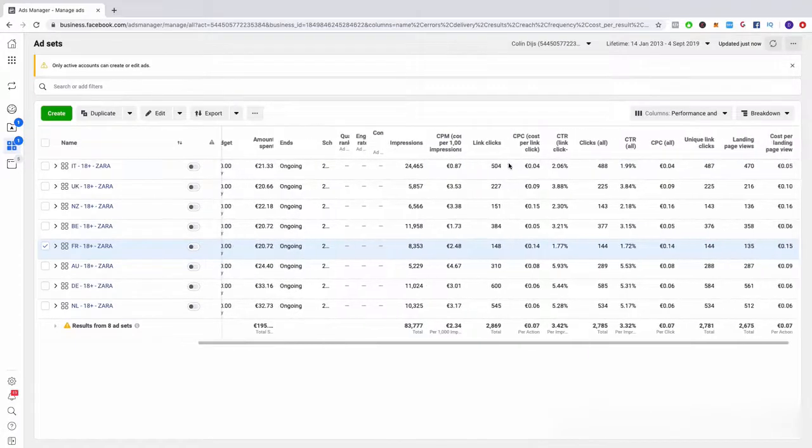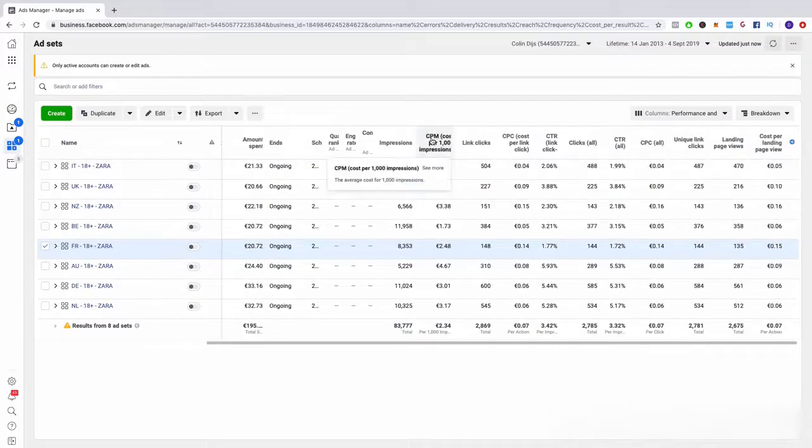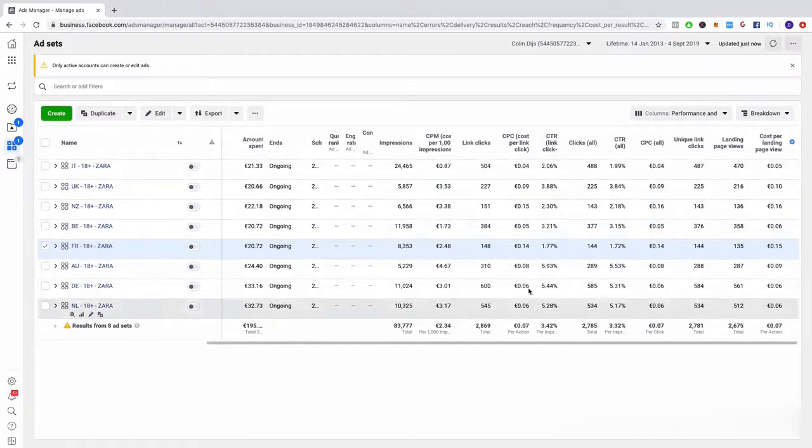So the 3 metrics we need to look at are cost per 1,000 impressions, CPM, cost per click, but then we look at cost per link click. We don't look at cost per click all. That's useless. CTR all, useless. Clicks all, useless. We look at CTR link click. So the 2 columns next to each other are the most important ones right here.